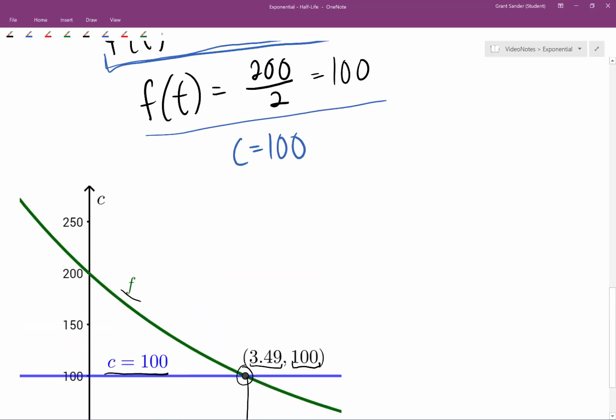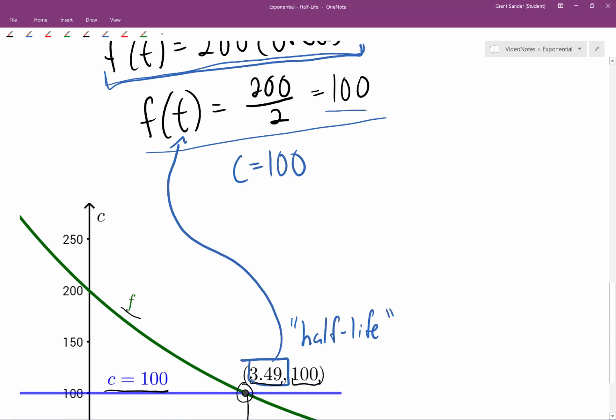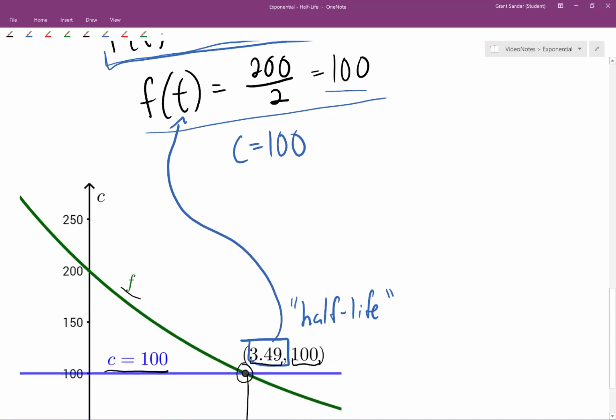And so this 3.49 that we found down here is the solution to the equation that we were trying to solve, which tells us that 3.49 hours after consuming the caffeine we will have half of the original amount of caffeine in our bloodstream, or we'll have only 100 milligrams of caffeine. And therefore, we call this 3.49 the half-life for the amount of caffeine in the bloodstream. This is how long it takes for the amount of caffeine to be cut in half.